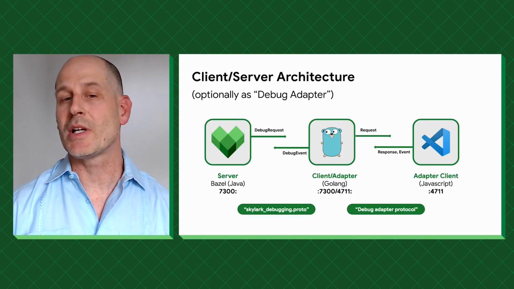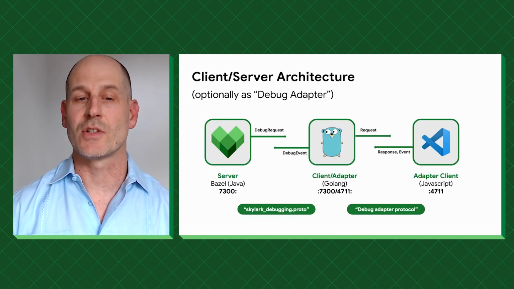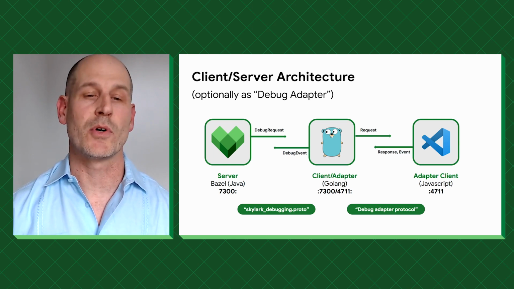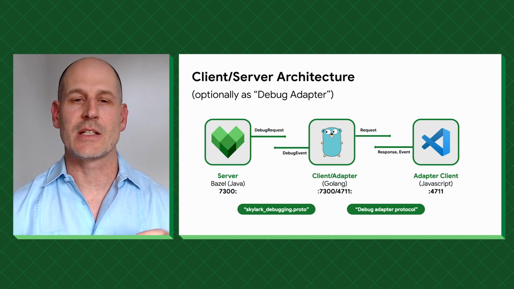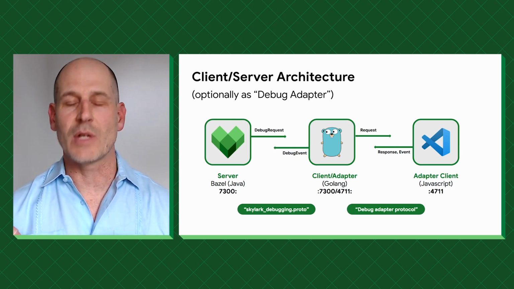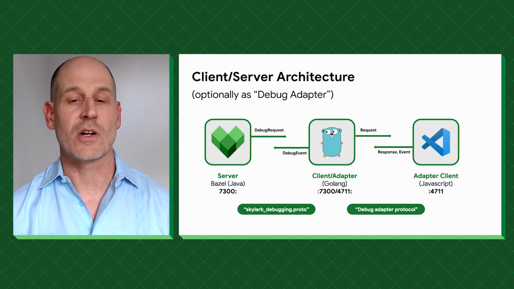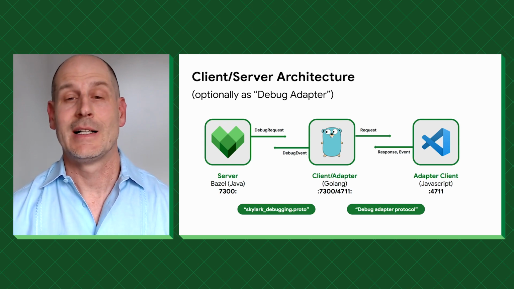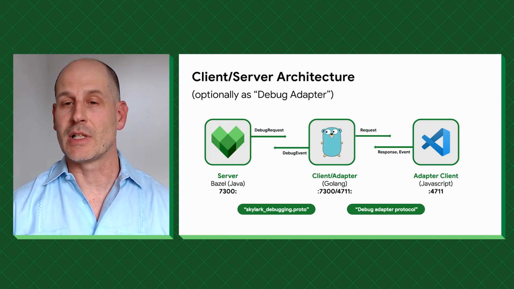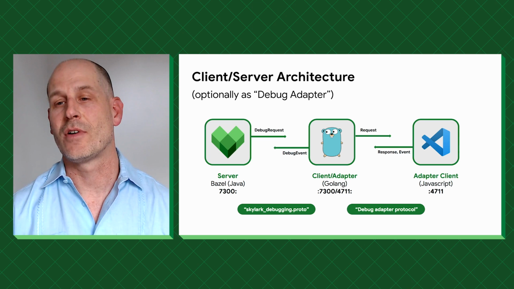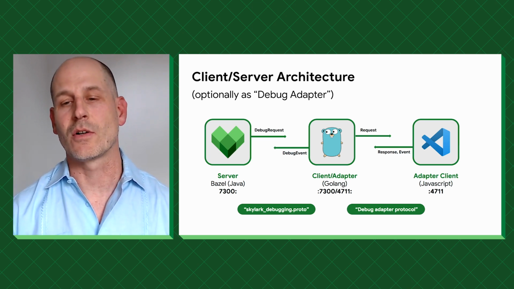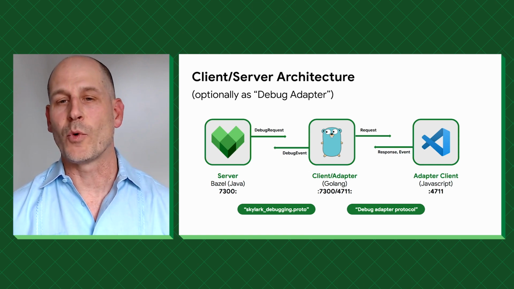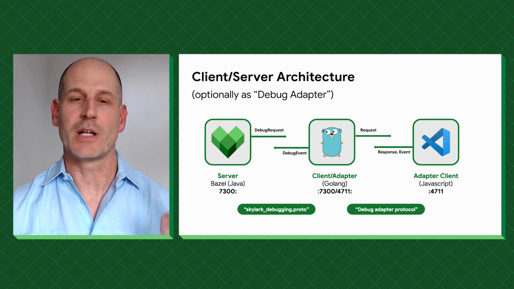The debug experience starts with the long-running Bazel server, which advertises the debug protocol over port 7300. And they exchange messages asynchronously according to the Starlark debugging protocol format. And optionally, in this architecture, we also have the IDE connecting to the client over a different protocol, the so-called DAP protocol, which is going to act as a debug adapter.